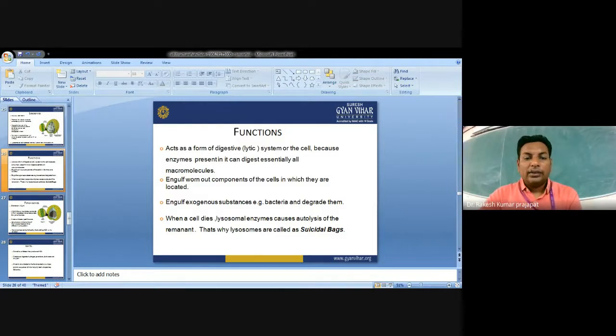It engulfs worn out components of the cells in which they are located. It engulfs different cells and exogenous substances like bacteria, which it degrades. When a cell dies, lysosome enzymes cause autolysis of the remnants. That's why a lysosome is called a suicidal bag.